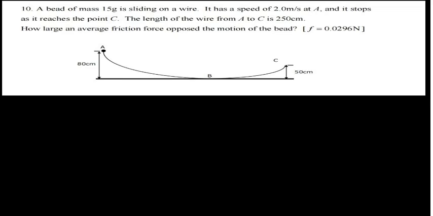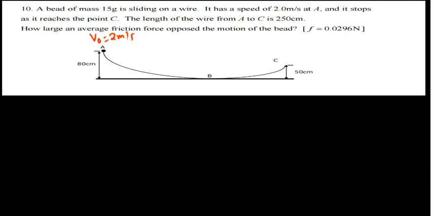So basically we just need to understand something, guys. The moment you read the question, understand what the question wants us to do. So the question is saying a bead of mass 15 grams is riding on a wire. It has a speed of 2.0 meters per second at point A, meaning that is our initial position. At this point we have initial velocity of 2 meters per second.